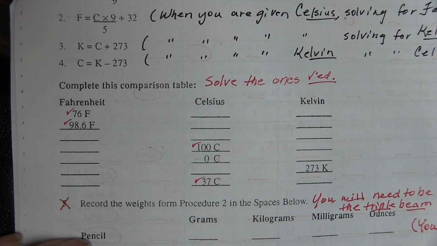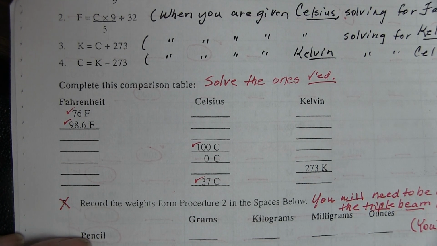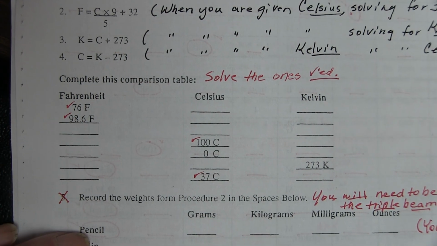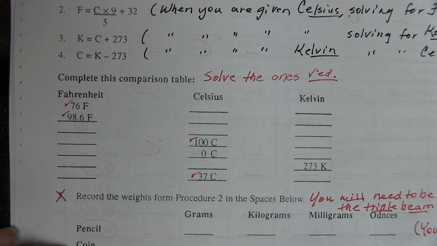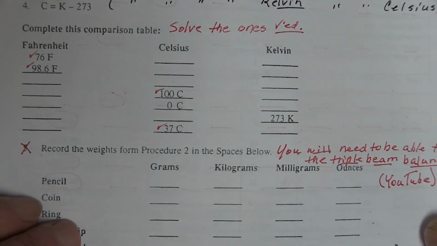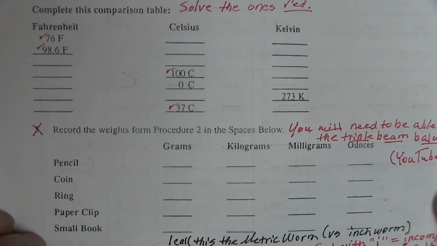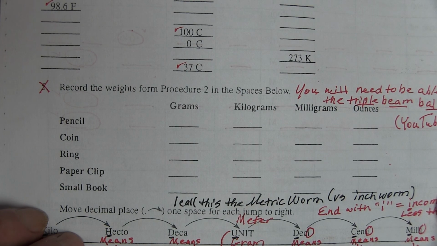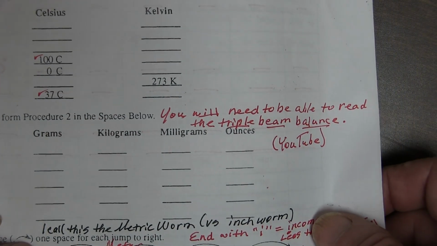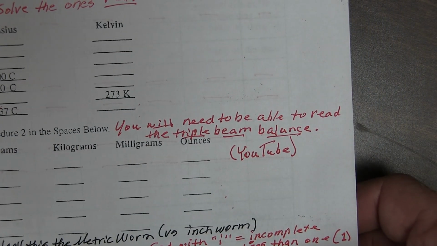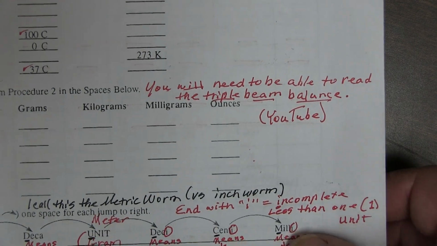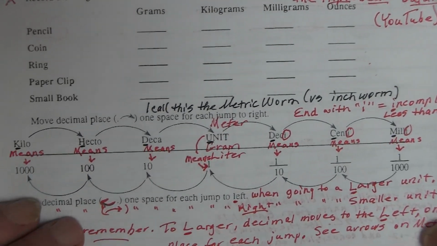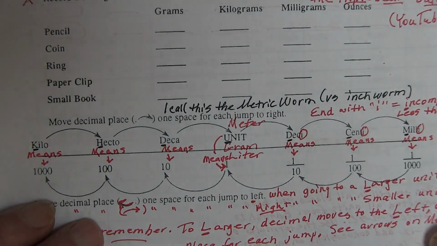I think I had just four of those that you have to solve. So it's using the conversions. And since you don't have a triple beam balance there, you can't measure the weight of all those things, but you will need to be able to read the triple beam balance, and I'll be demonstrating that here in a little bit. Now here's the key to understanding the metric system.